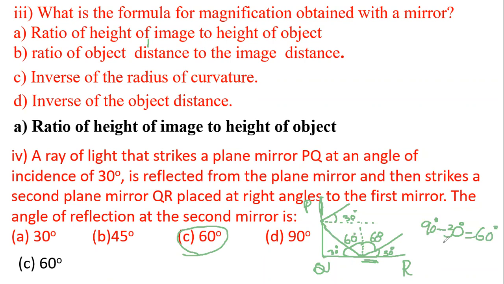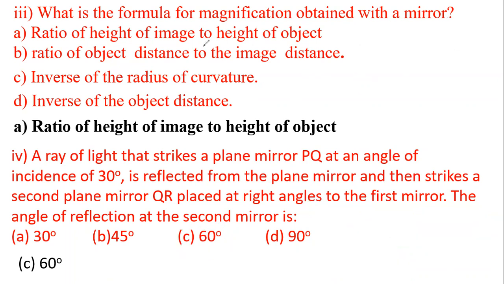If you are very good with this type of question, you can directly take the right angle as 90 degrees and the angle of incidence as 30 degrees. So from the second surface, the angle of reflection would be 60. If you don't have that much confidence in subtracting, once you draw the diagram, easily you will get the answer. Okay, have you understood this? The answer will be 60 degrees. Let's move to the next question.